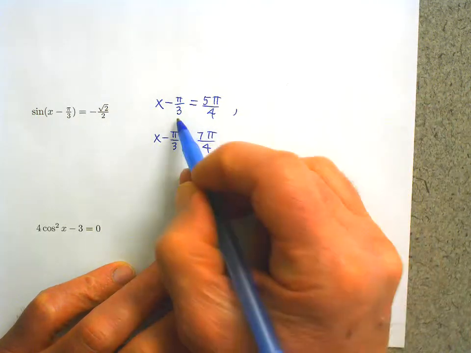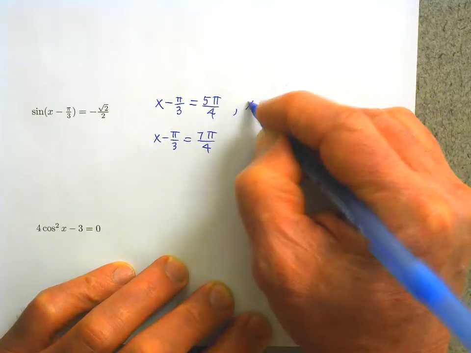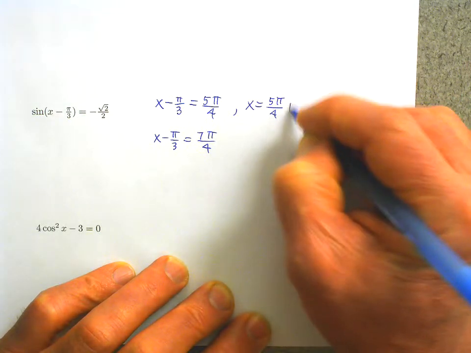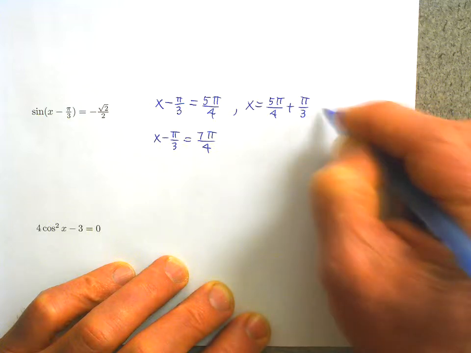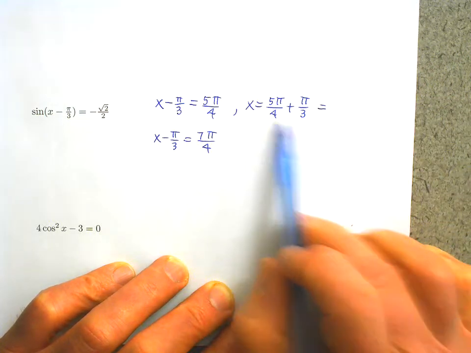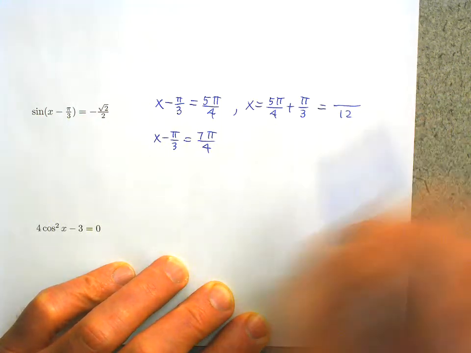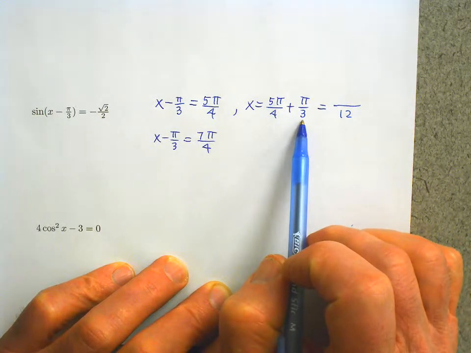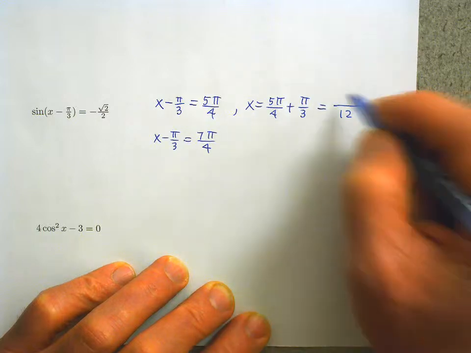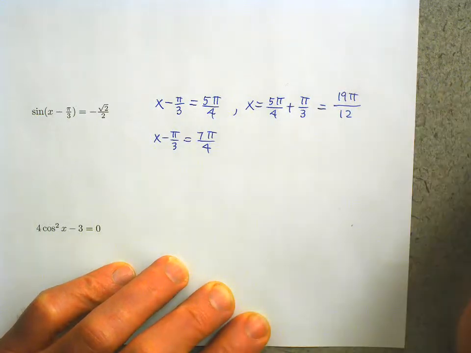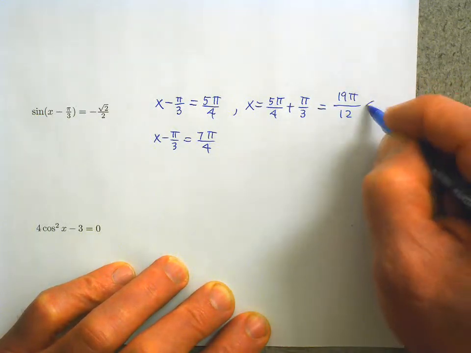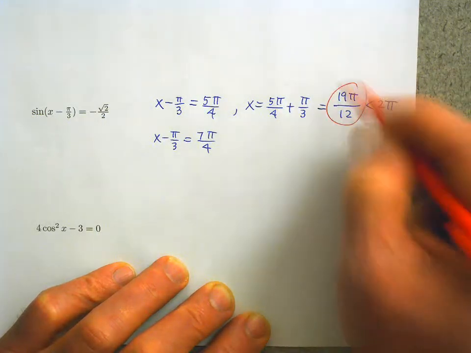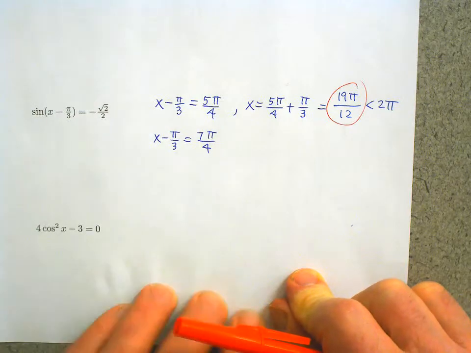So if we add pi over 3, x equals 5 pi over 4 plus pi over 3. So the common denominator is 12. I have to multiply 5 pi times 3, which is 15 pi, and add 4 pi to it, so I get 19 pi. So 19 pi over 12, that's less than 2 pi, so that's a valid solution for x.